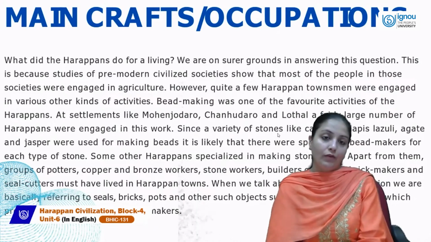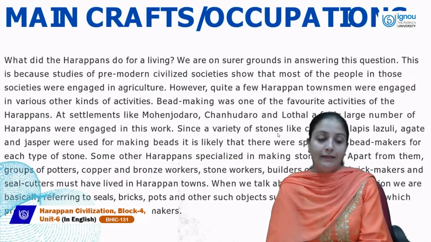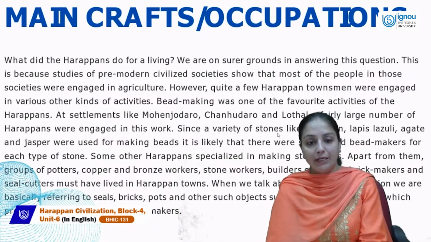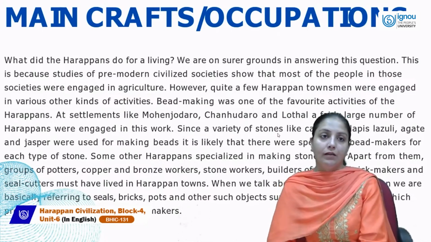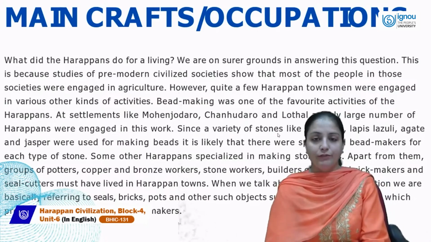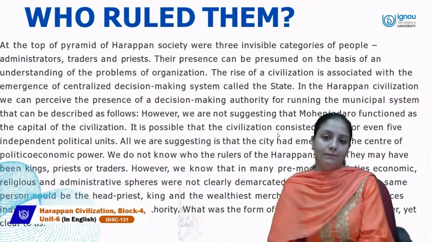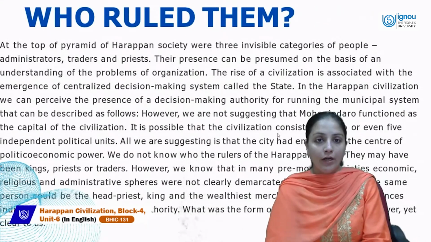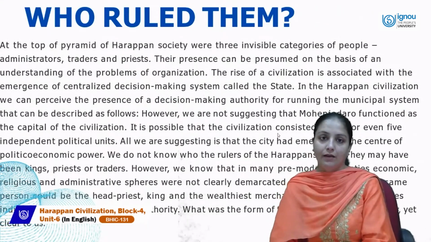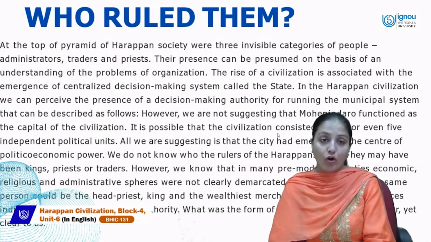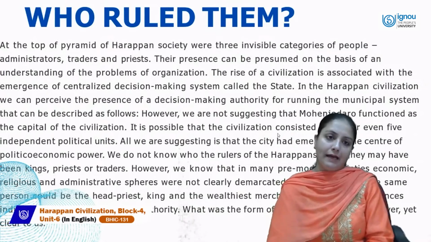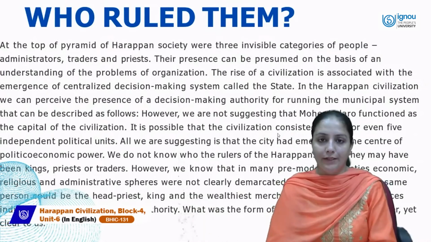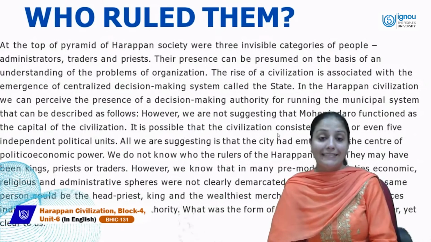Bead making, the one important thing which we can see, seal making, bead making, stamp making, and pottery making also. That is the main art and craft, the main occupation of that time. Who ruled them? Have you seen that we have got a statue of a priest? Priest means pujari. We have got in excavation the statue of the priest. We can imagine that the priest ruled there. There was no other ruler except that priest.